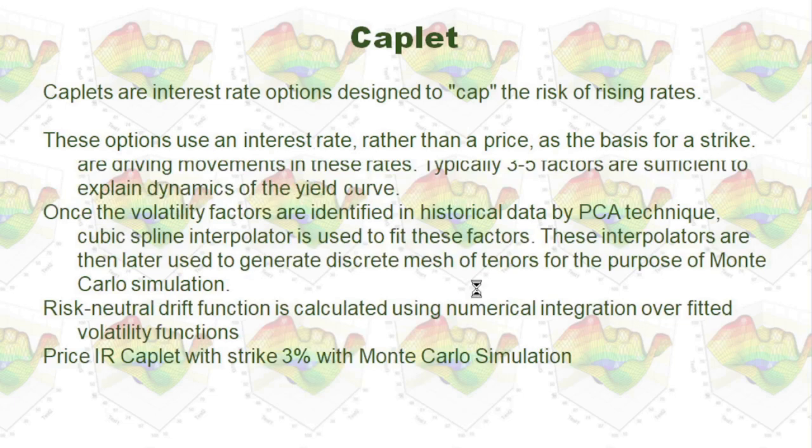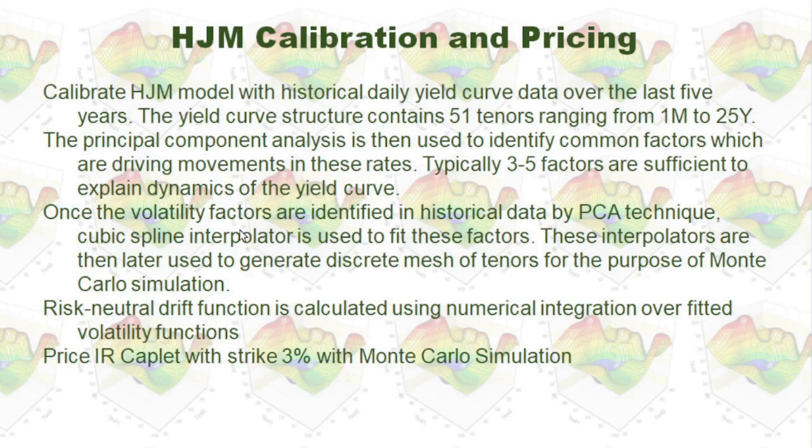In this video, I'm going to show you how to calibrate the HJM model with historical daily yield curve data over the last 5 years. The yield curve structure contains 51 tenors ranging from 1 month to 25 years. And also, I'm going to use PCA, principal component analysis, to identify common factors which are driving movements in these rates. In my YouTube channel, I have another video talking about PCA in detail. If you haven't watched that video yet, you are welcome to watch that PCA video first.